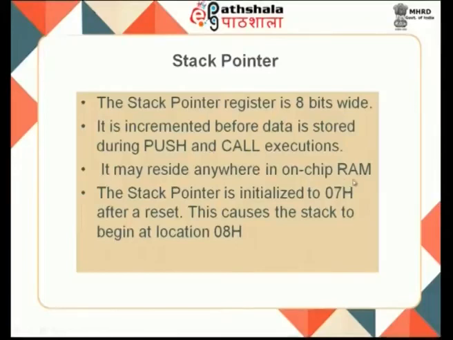By the time I am doing this process, I want the address to be either incremented or decremented. That is done with your stack pointer. It may reside anywhere on chip RAM, and the stack pointer is initialized to 07H after a reset. This causes the stack to begin at location 08.